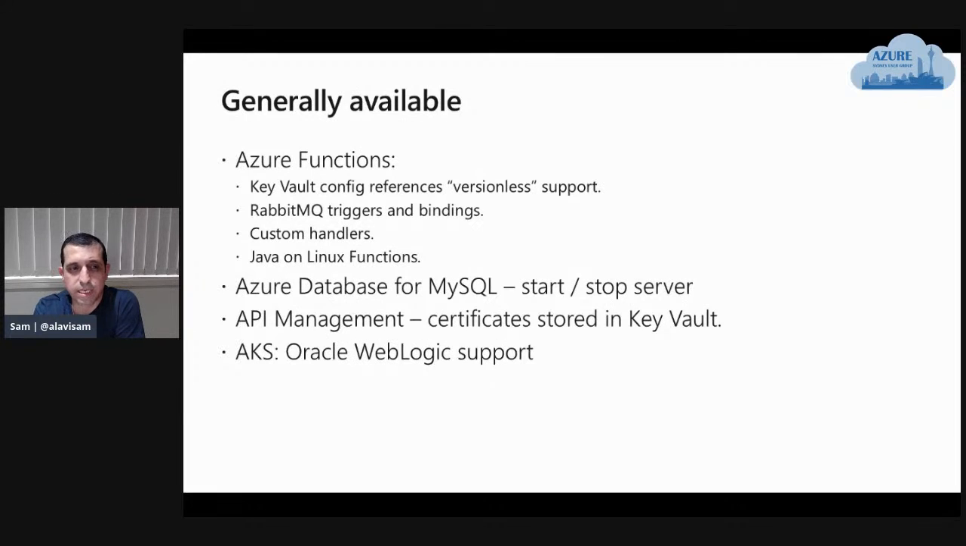In Azure Functions, RabbitMQ triggers and bindings are available and GA for use. For example, if you have a RabbitMQ message broker installed or hosted in a VM inside Azure, with this extension in GA we can work with RabbitMQ queue messages for triggers and even for the output binding for Azure Functions. Another big one, again in Azure Functions, is custom handlers.